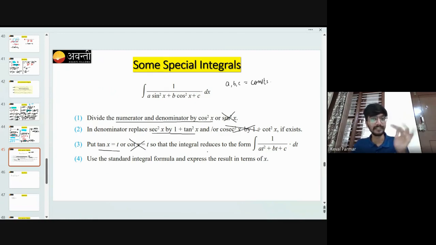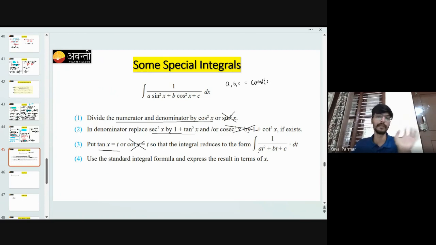And after this, my integral will convert into this form. And this is a very easily integrable format. Got it? What is step 1? Step 1, step 2, step 3 are important. Divide numerator and denominator by cos square. Second, in the denominator, put sec square x equal to 1 plus tan square x. And lastly, put tan x equal to t.